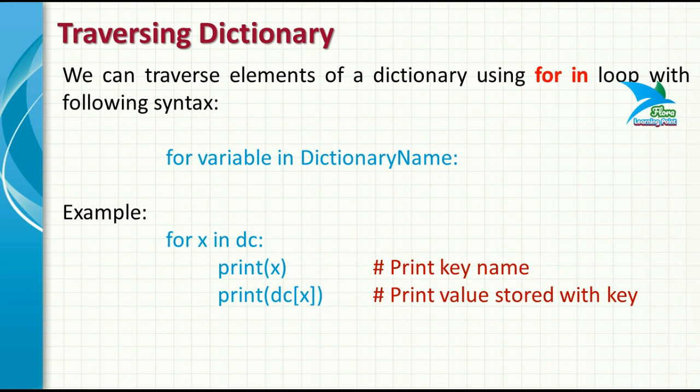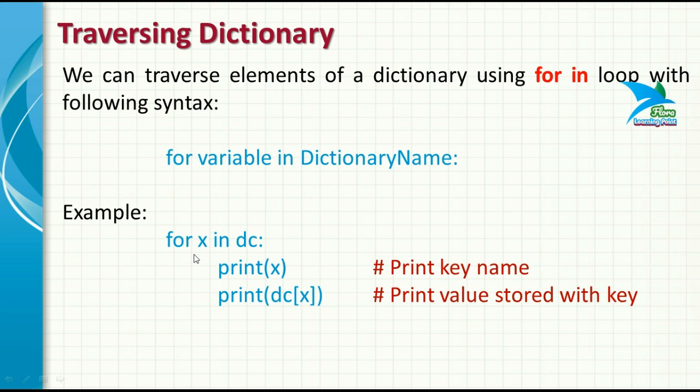As we know, the process of accessing each and every element of a dictionary in a sequence is known as traversing, and we can traverse elements of a dictionary using a for in loop with the following syntax. Here we have the syntax of the for in loop: we specify the name of any variable, then the in keyword, then the name of the dictionary. Then this loop will automatically execute according to the number of elements available inside the dictionary.